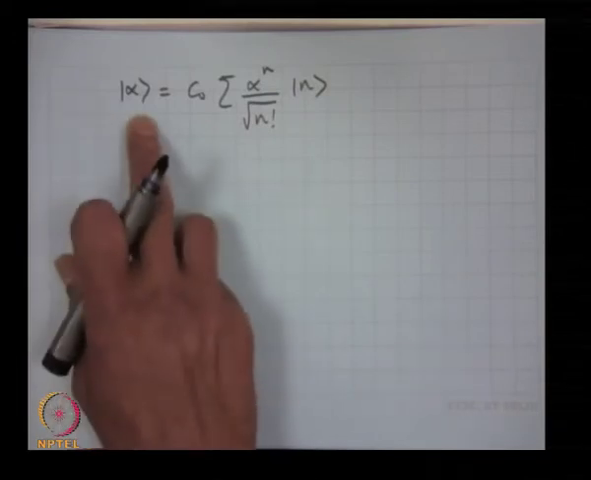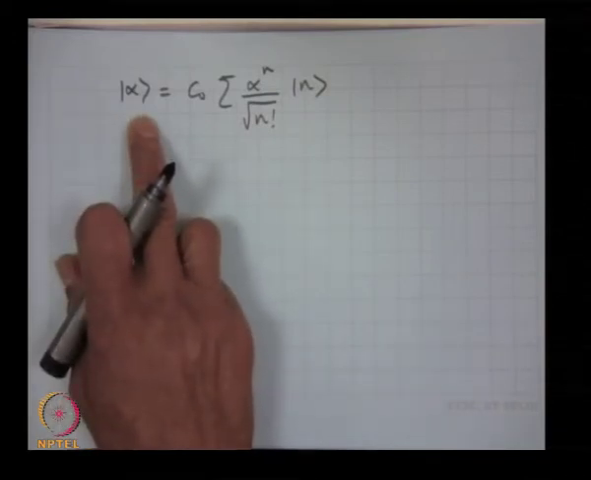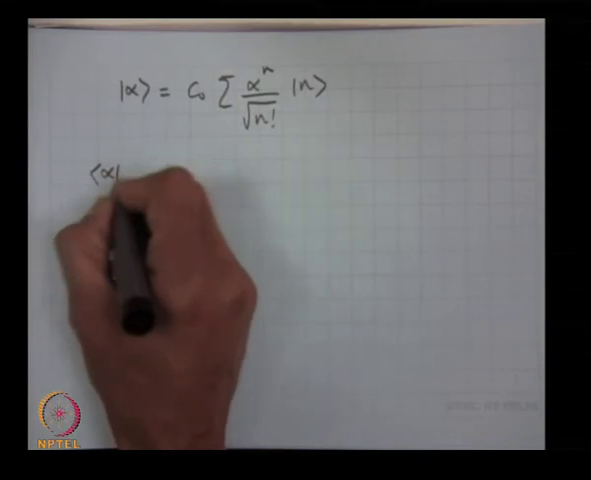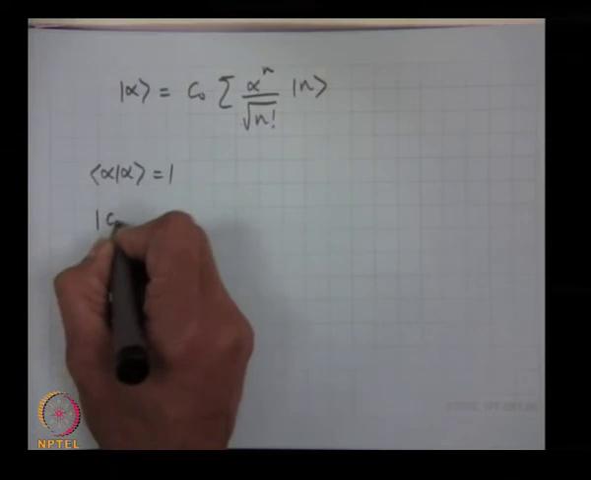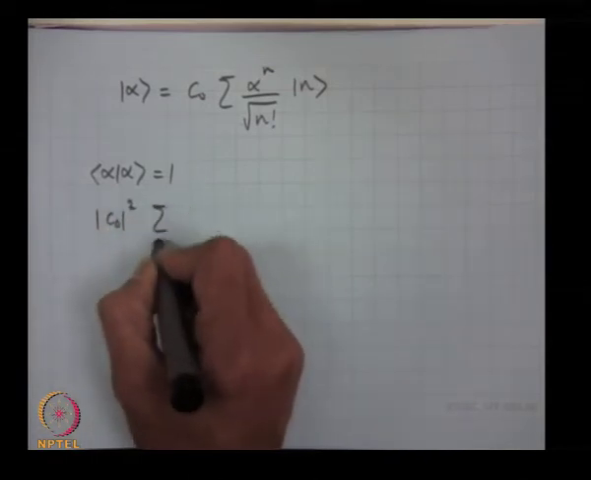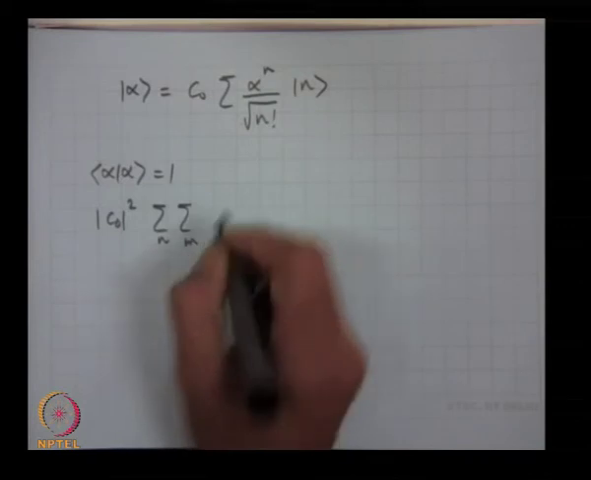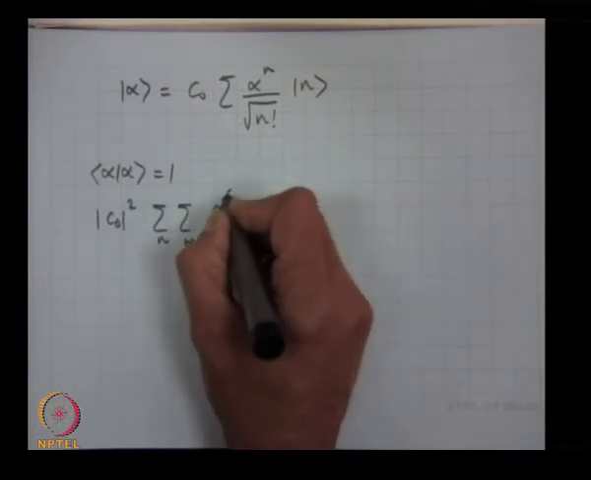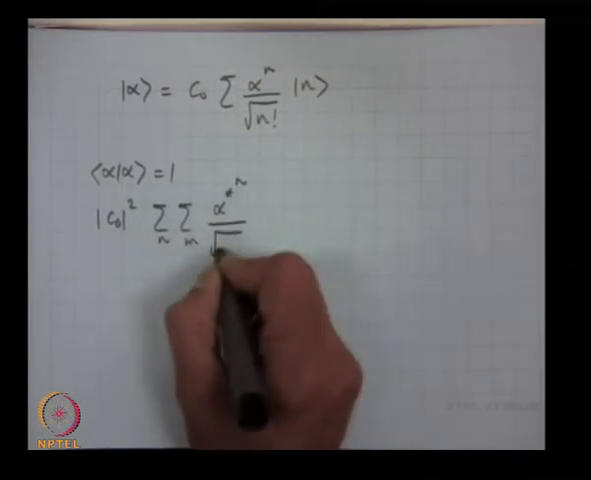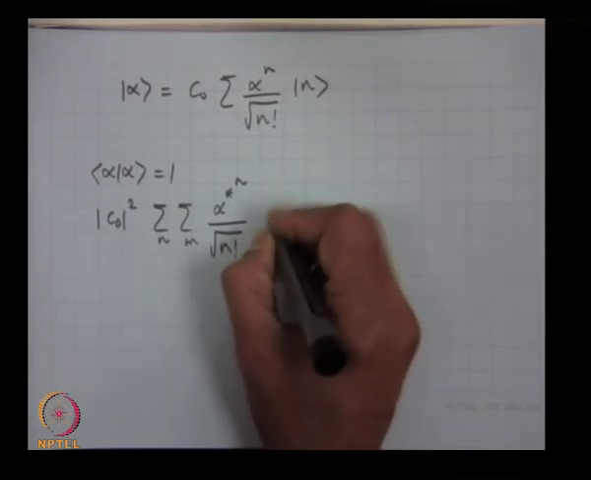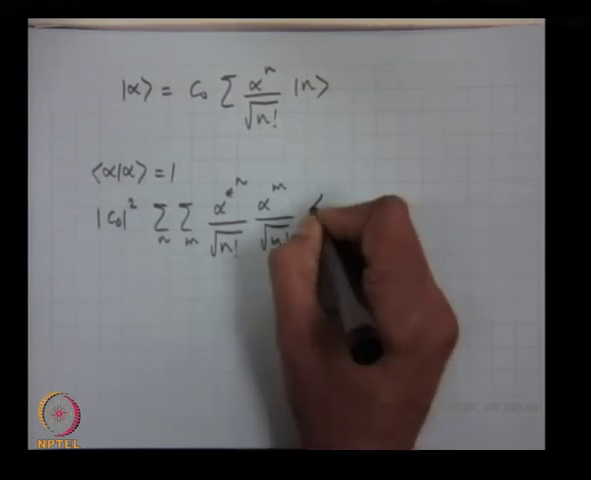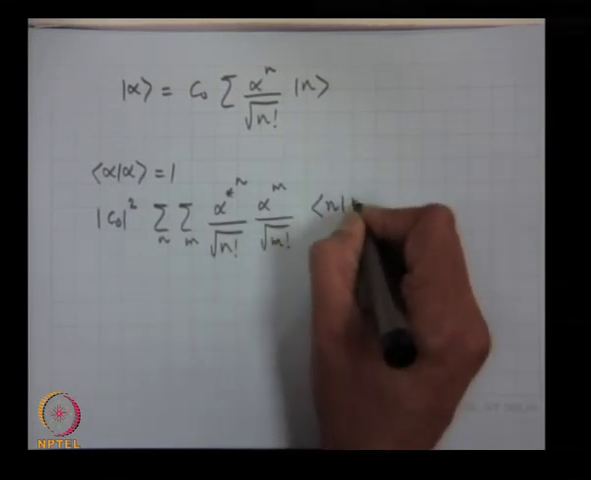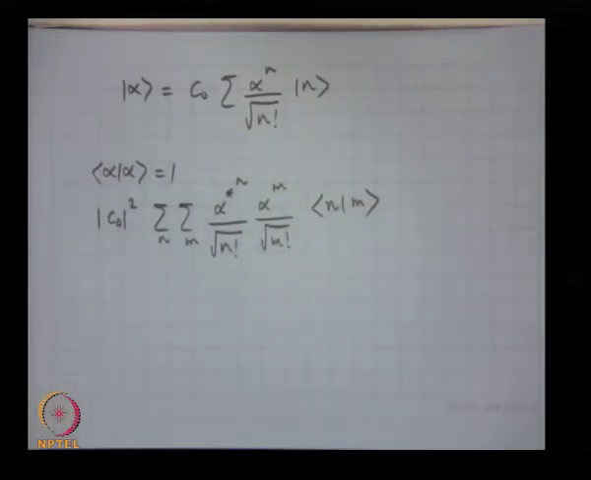Now what should this alpha satisfy? Normalization. So I should have bra alpha ket alpha equal to 1. So this implies mod C0 square sigma n sigma m alpha star raised to the power n by square root of n factorial, alpha raised to the power m by square root of m factorial into bra n ket m. Please note there is a product and I need to use two different indices for the summation.